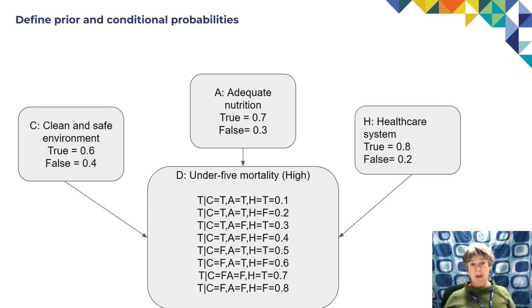The most complicated part of this network is the probability table for the child mortality under 5 is high variable. Here we need to specify the probability that the variable is in a true state given all the combinations of the other three parent variables it depends on. So for example, the lowest probability, 10%, 0.1, that child mortality is high occurs when all children are living in a clean and safe environment, have adequate nutrition and access to health care.